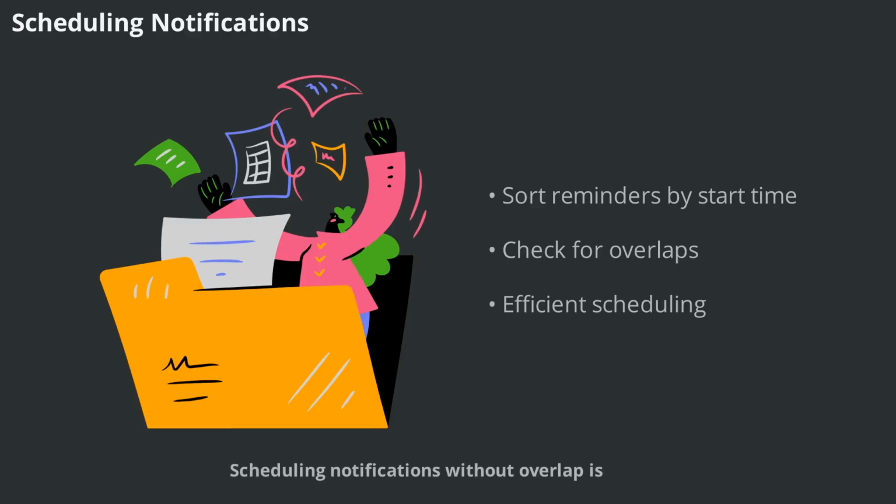Scheduling notifications without overlap is a common requirement in reminder apps. Interviewers may ask you to write an algorithm that checks if reminders can be scheduled without conflict. The solution involves sorting reminders by start time and checking for overlaps using intervals. By iterating through the sorted list and comparing start and end times, you can detect conflicts efficiently. This technique demonstrates your ability to handle time-based data and ensure smooth user experiences in apps that rely on timely notifications.